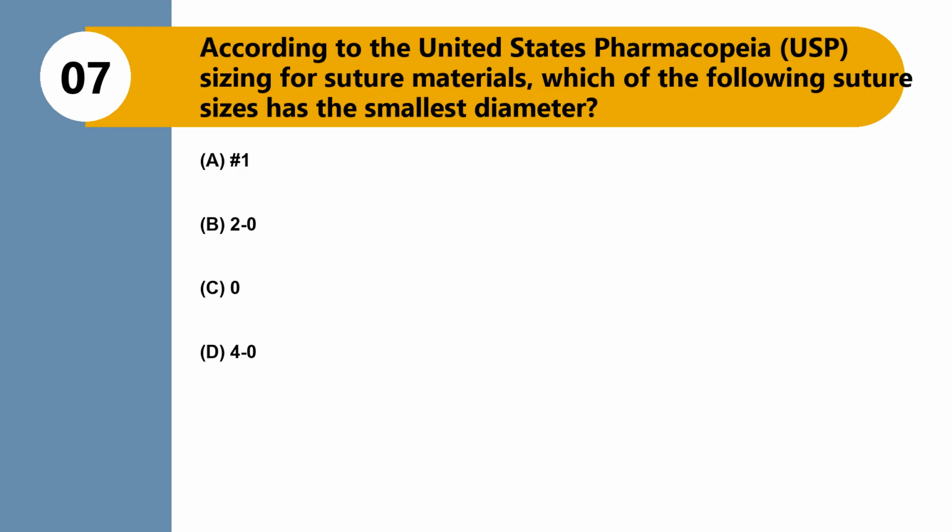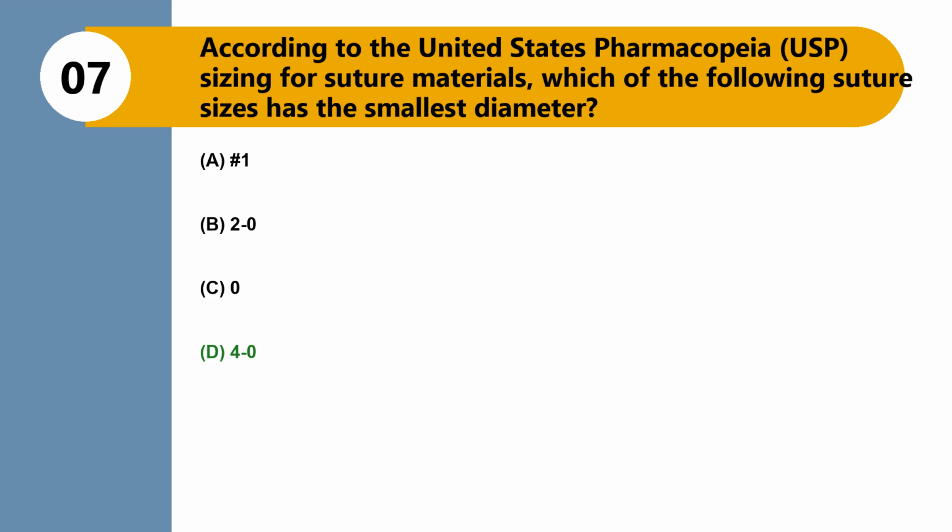Question 7. According to the United States Pharmacopeia, USP, sizing for suture materials, which of the following suture sizes has the smallest diameter? Option A. Number 1. Option B. 2-0. Option C. 0. Option D. 4-0. The correct answer is option D.